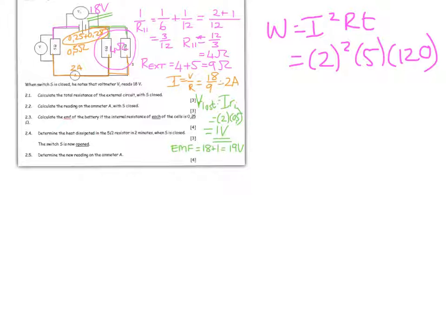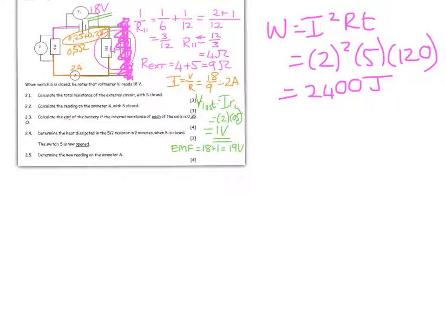2 squared times 5 times 120, and that's 2,400 joules. And then if they ask me, determine when I open up the switch. So now I'm being asked to open the switch up. With that, it means I am cancelling this entire branch. It's gone. So I have a completely different circumstance.